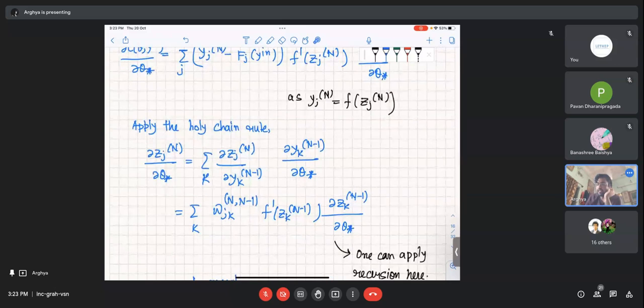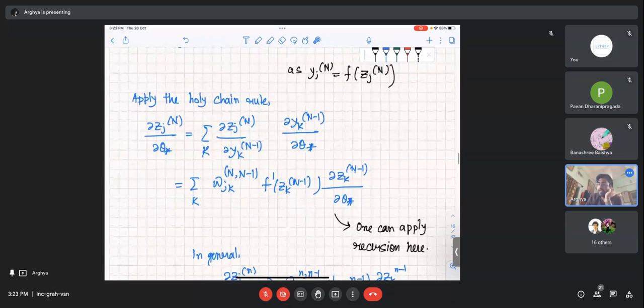Now we can use our standard chain rule. The chain rule says you can write this in terms of the variables in the previous layer, at the (n-1)th layer. So you can write ∂z_j^n/∂y_k^(n-1) times ∂y_k^(n-1)/∂θ*. The good part is that we already know ∂z_j/∂y_k is always w_jk, which is the weight between the last layer and the layer before that. So at the end of the day you also generated this guy, ∂z_k^(n-1)/∂θ*.